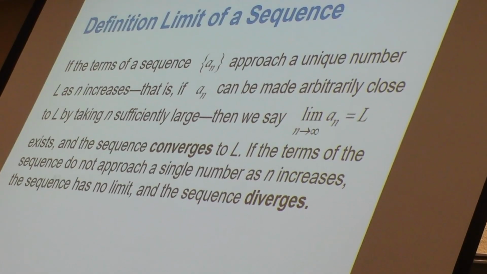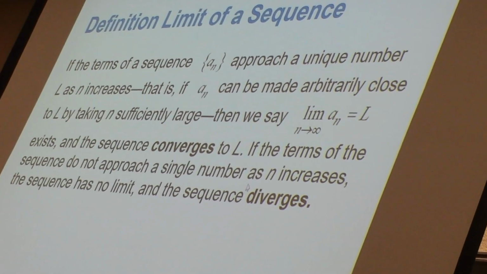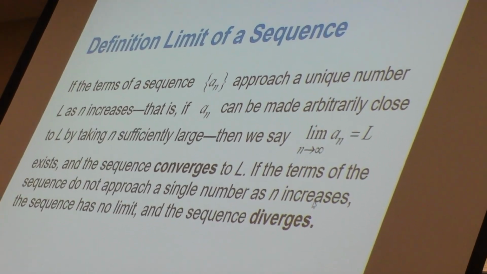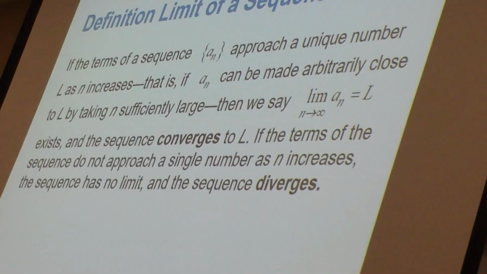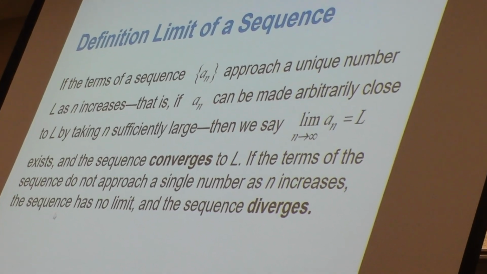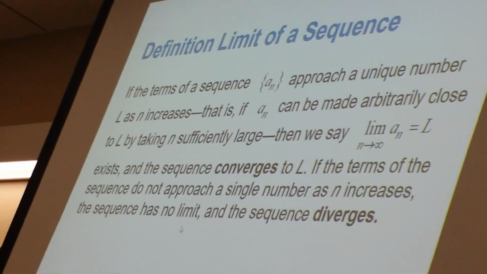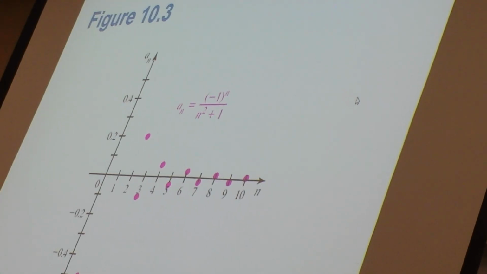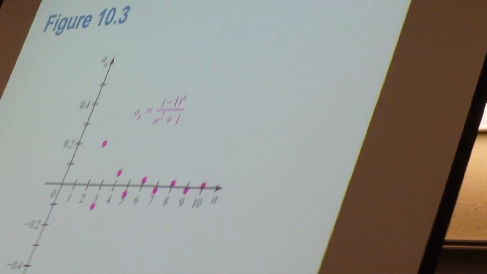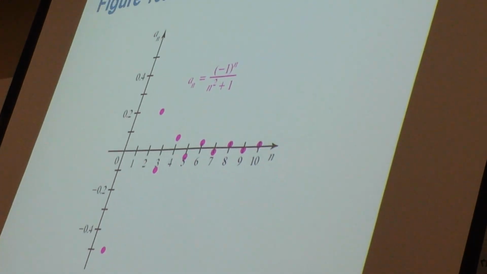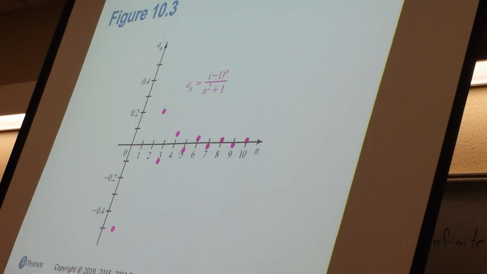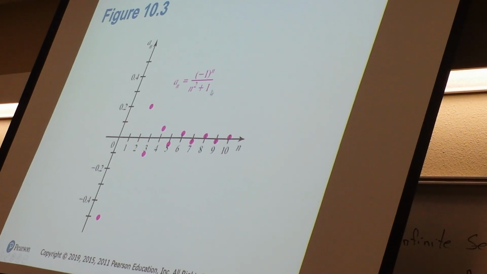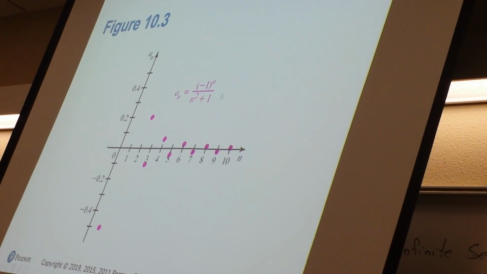If the terms of the sequence do not approach a single number as n increases, so they don't head toward a single number, remember we saw some that went different directions? Okay, if they don't go to a single number, then there is no limit and the sequence diverges. There was an example where it approaches a single number, 0, as you move to the right. These points approach the x-axis, which is y equals 0. So this sequence approaches 0.